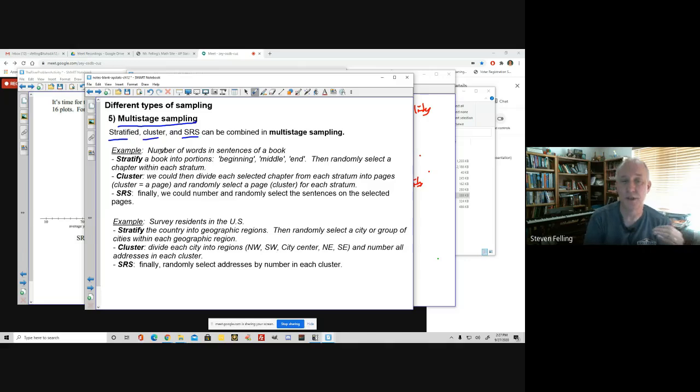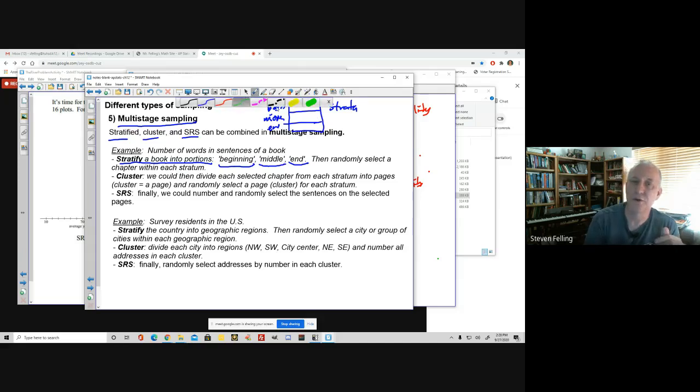Let's say, for example, that you want to calculate the number of words in a sentence in a book, right? You could first stratify the book into portions. Maybe you think that the beginning of the book is different from the middle, is different from the end. So first you would divide the book into strata, beginning, middle, and end, right? But then within each section of the book, you think, okay, really every individual page is basically identical within each one. So I'm just going to number the pages only, right?